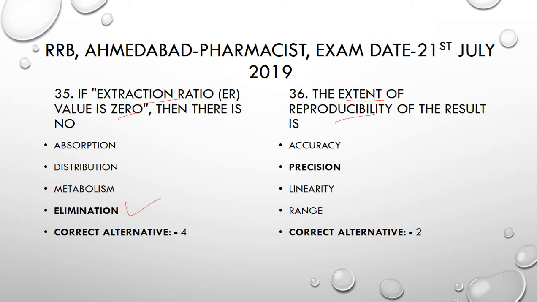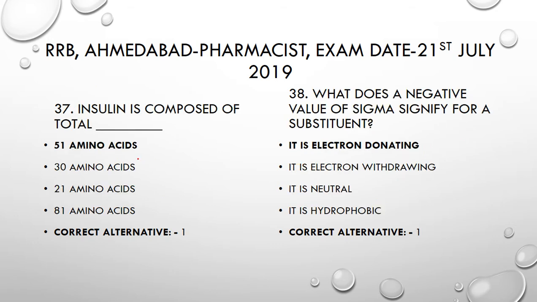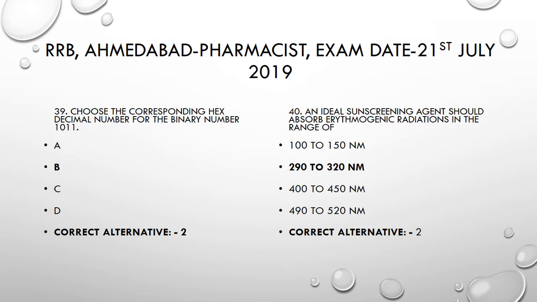The extent of reproducibility of the result is called precision. Accuracy, precision, linearity, and range are all criteria of validation. All who have worked in the ADL department, analytical development laboratory, have done all these stages. Insulin is composed of a total of 51 amino acids. What does the negative value of sigma signify for a substituent? It is electron donating.